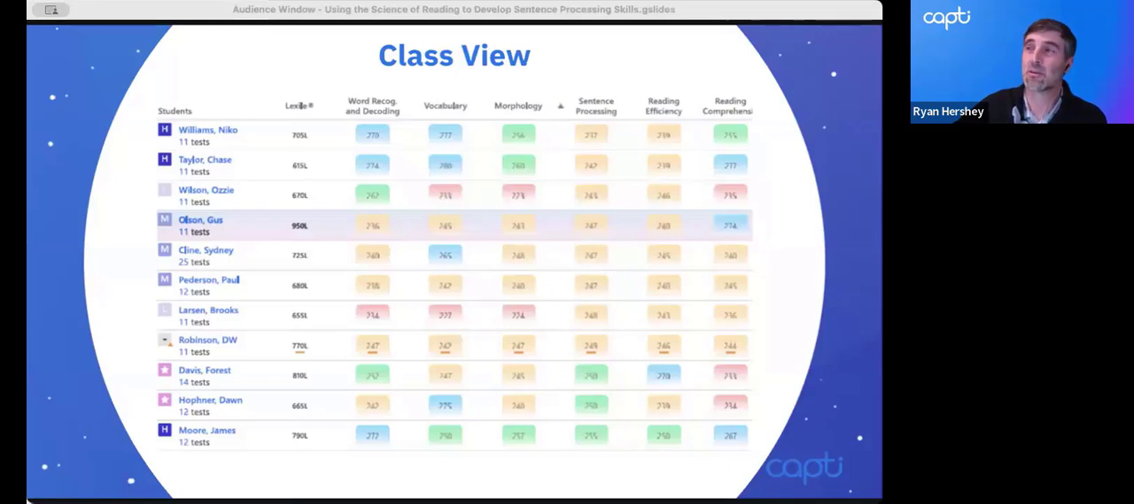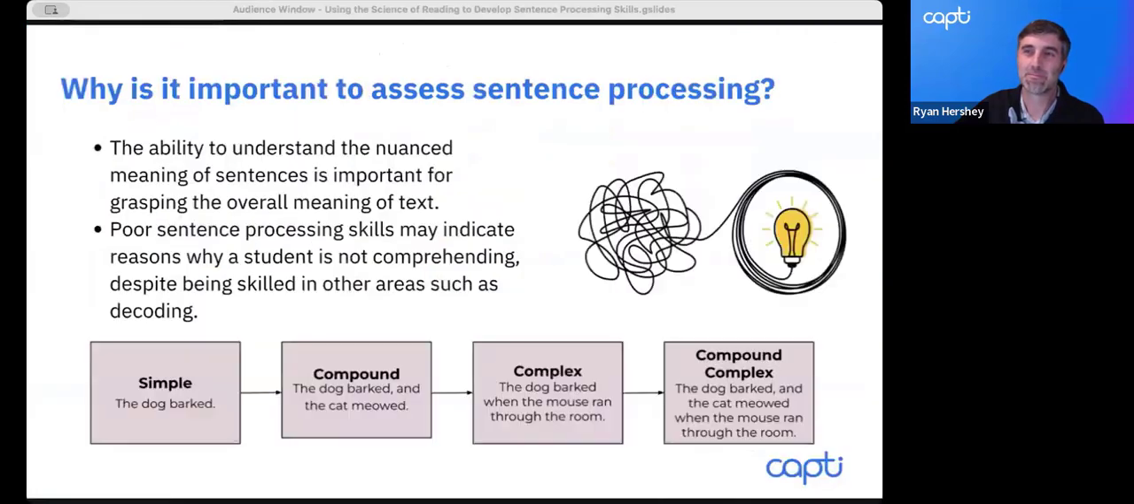Lexile here is computed from the last three subtests: sentence processing, reading efficiency, and reading comprehension. So I view Lexile more as a resource for teachers and families and less as a diagnostic or something that's going to inform instruction. And if that didn't do it justice, feel free to ask it another way, or I'll pass it back off to Margaret.